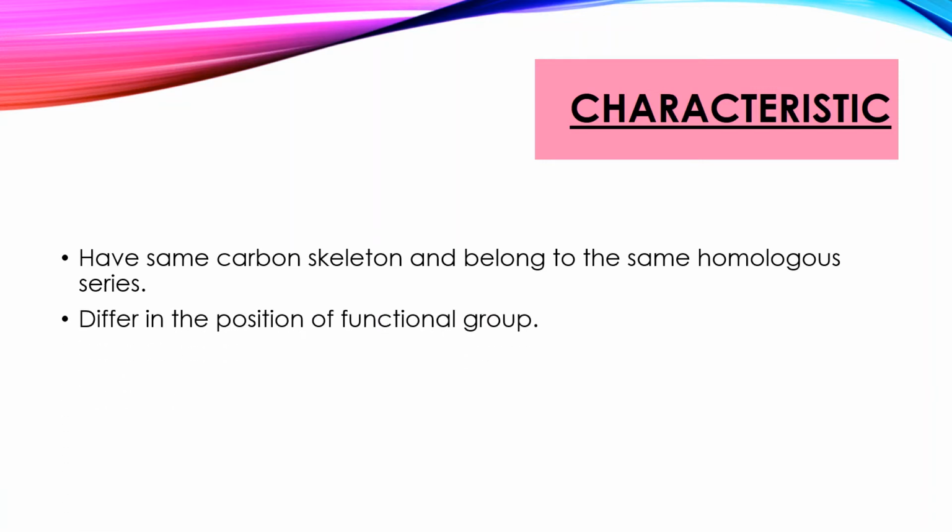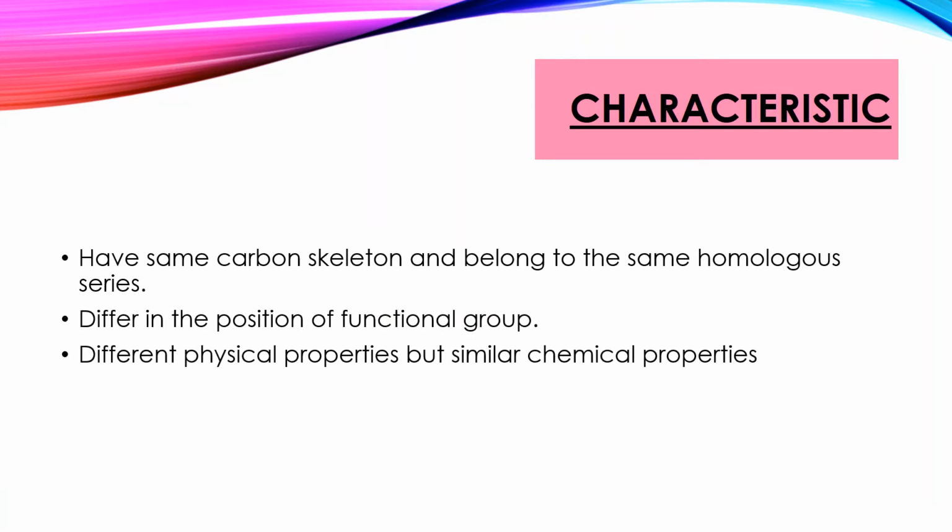Differ in the position of the functional group, different physical properties but similar chemical properties because they come from the same homologous series. They have the same molecular formula, that's why their chemical properties are the same, but the physical properties are a bit different. Because some are branching, some are straight chains, and then the position of the functional group will be different. That's why physical properties will be different.